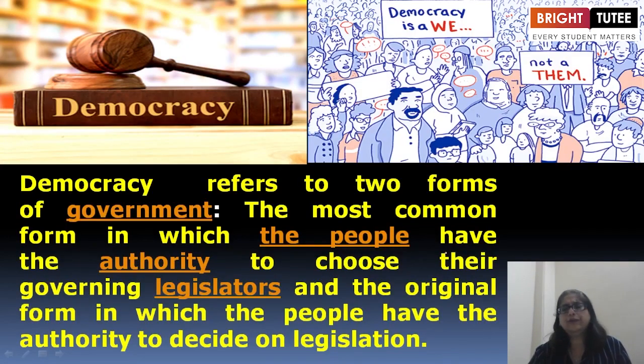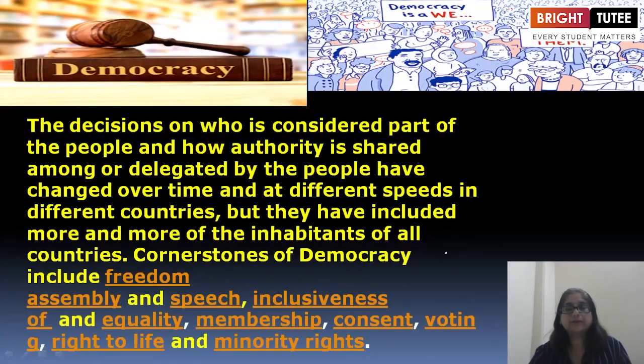It refers to two forms of government. The most common form is where the people have the authority to choose their governing legislatures, and the original form in which the people have the authority to decide the legislation. The decision on who is considered part of the people and how authority is shared among or delegated by the people has changed over time and at different speeds in different countries, but they have included more and more of the inhabitants of all countries. Cornerstones of democracy include freedom of assembly, speech, inclusiveness, equality, membership, consent, voting, right to life, and minority rights.